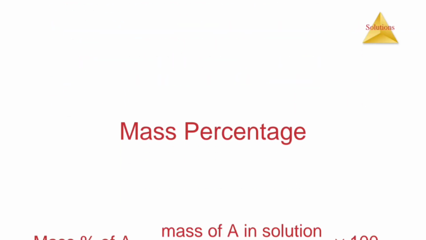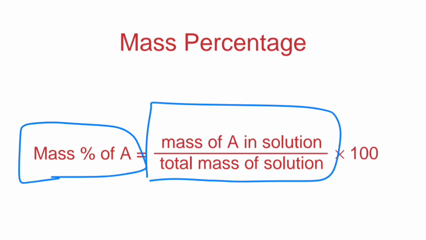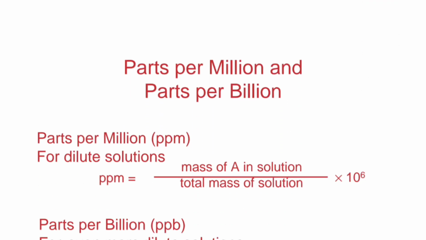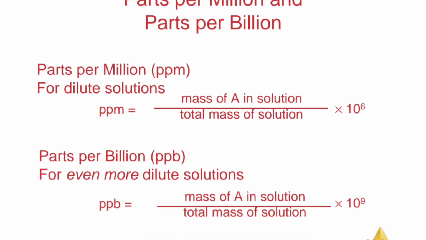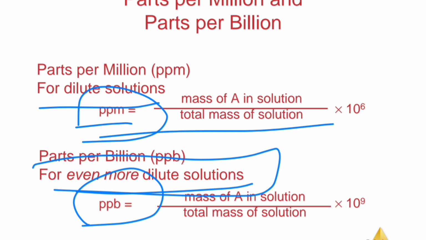So we are seeing mass percentage first. Mass percentage of A is found by this formula: mass of A in solution divided by total mass of solution multiplied by 100. Parts per million and parts per billion formulas are used for dilute solutions and for more dilute solutions.